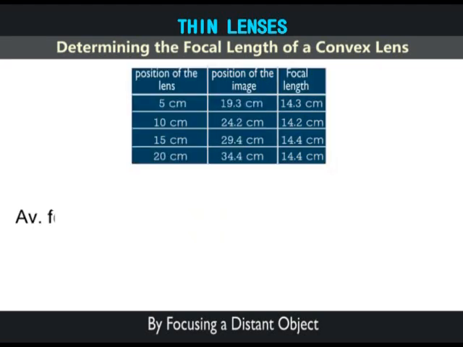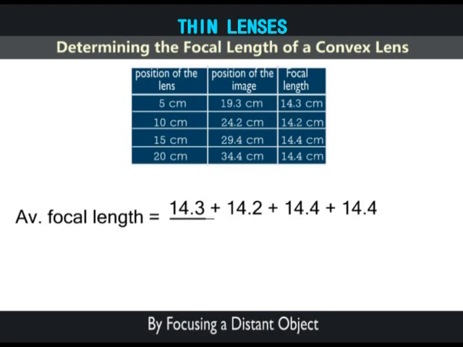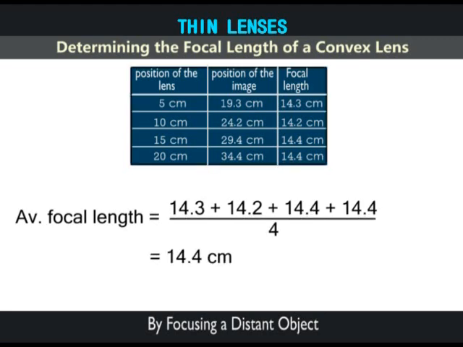Then we calculate the average for the focal lengths. 14.3 plus 14.2 plus 14.4 plus 14.4 over 4, which gives us 14.4 centimeters. This is our estimated focal length of the lens.